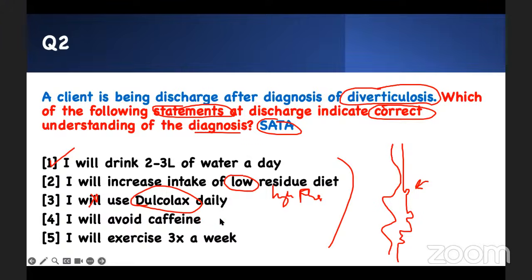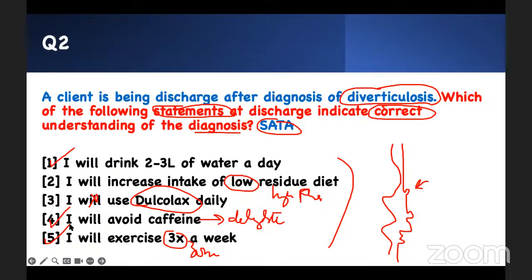I will avoid caffeine. Yeah, caffeine can dehydrate you. It's also a stimulant. You lose a lot of water. You can't be drinking 2 to 3 liters of water a day and then drinking coffee. So if you avoid it, excellent right there. I will exercise 3 times a week. Excellent. 3 times a week, at least 30 minutes minimum. So 1, 4, and 5. You see, just a concept.